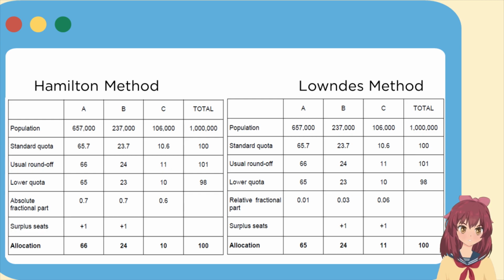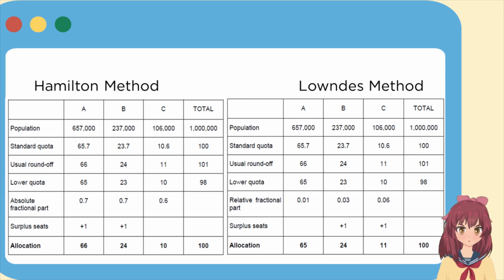So, since 98 lang yun, kulang ng dalawa, we have to identify which state is going to take the surplus seats. For Hamilton method, ginamit niya ang absolute fraction part, while Lowness method uses the relative fraction part. So basically, when we say absolute fraction part, it is only the fraction part of the standard quota. For example, for state A, yung standard quota niya is 65.7.